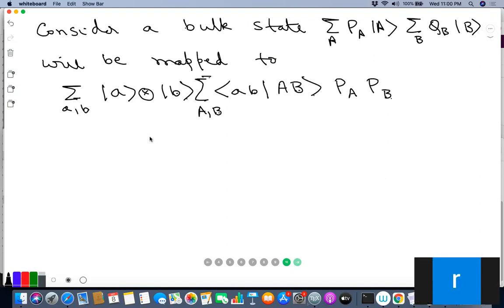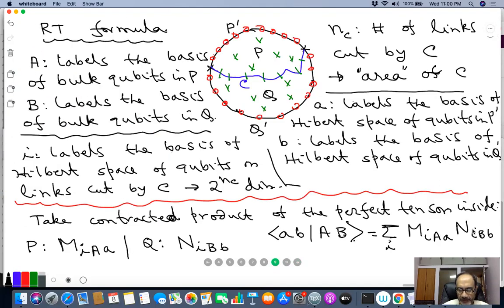So one of them should be QB, right? Pardon? Yeah, one of them should be QB, right? P and Q. Yeah, thank you. P_A Q_B. So now we are going to use this formula for this inner product in terms of the M and N matrices. This one.